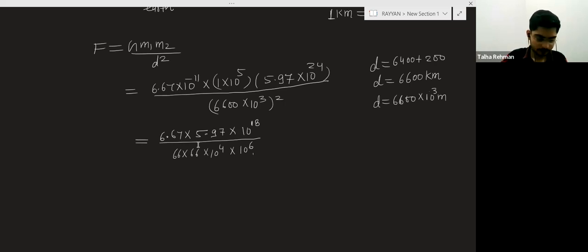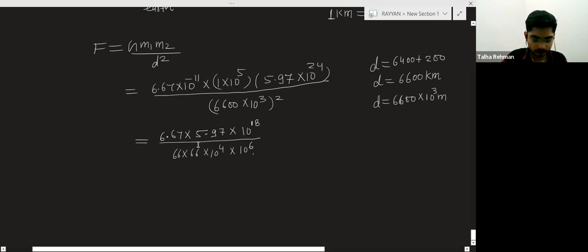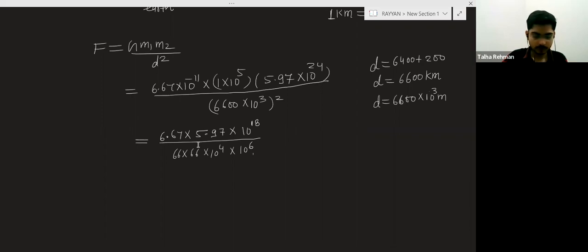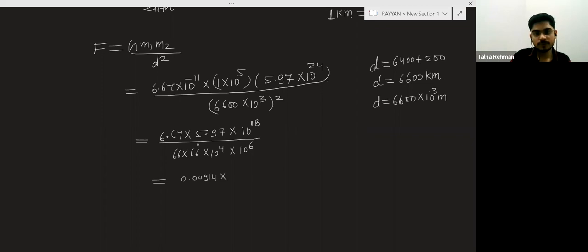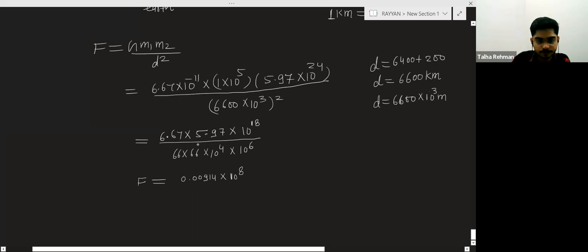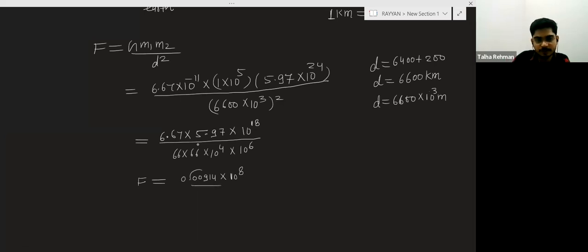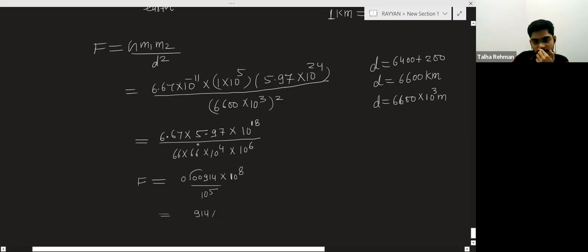Calculate it. So it will be 0.009914 into 10 to the power 8. Okay, so it will become, remove the point, it will become 1, 2, 3, 4, 5, 10 to the power 5. So it will become 914 into 10 to the power 3.